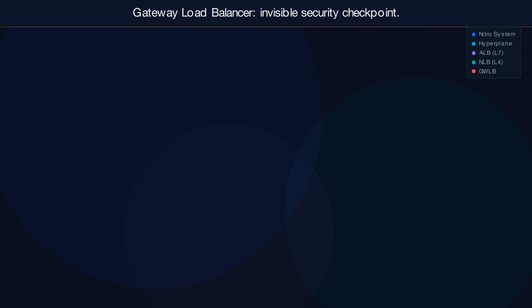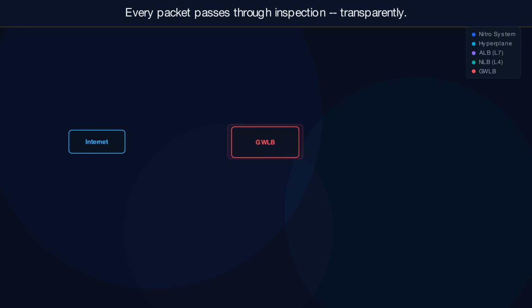The third load balancer is Gateway Load Balancer. Think of it like an invisible security checkpoint on a highway.